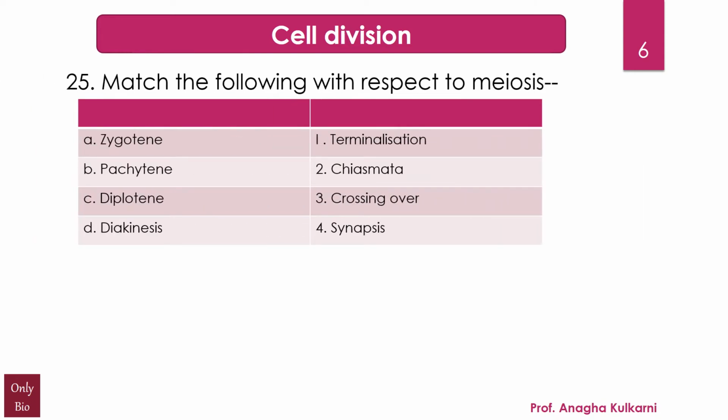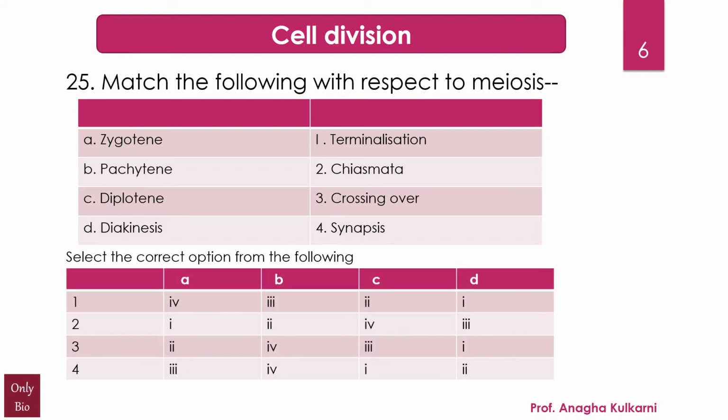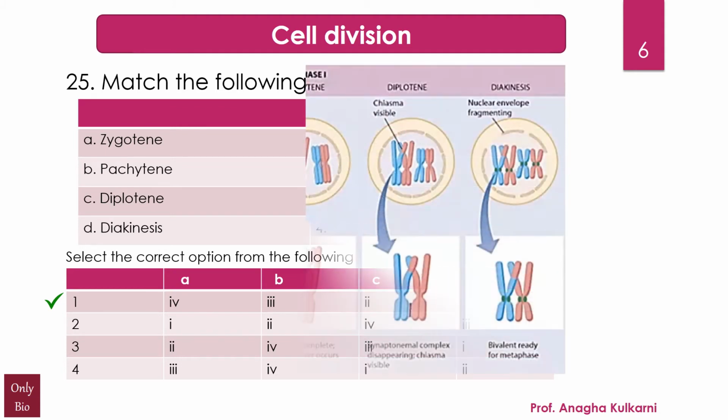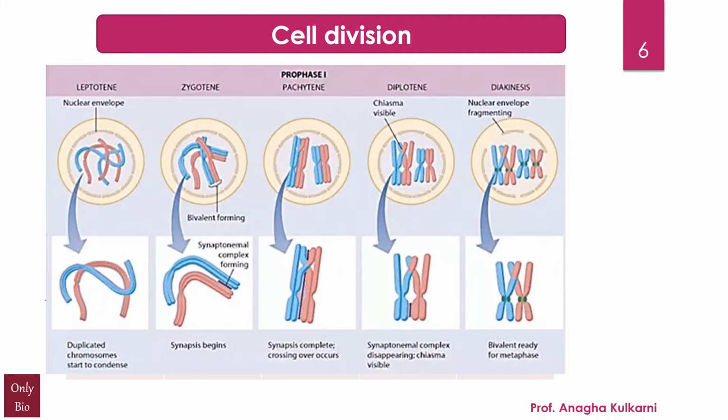The next question relates with the chapter cell division and the question is, it's a match the following. A, B, C, D being zygotene, pachytene, diplotene, diakinesis, all of these being the stages of meiosis 1, and first terminalization, second chiasmata, third crossing over and fourth being synapsis. These are the options given and the correct option or the answer is 1. That is, zygotene can be related with synapsis, pachytene can be related with crossing over, diplotene is chiasmata, and diakinesis relates with terminalization. Friends, look on the screen for understanding this.